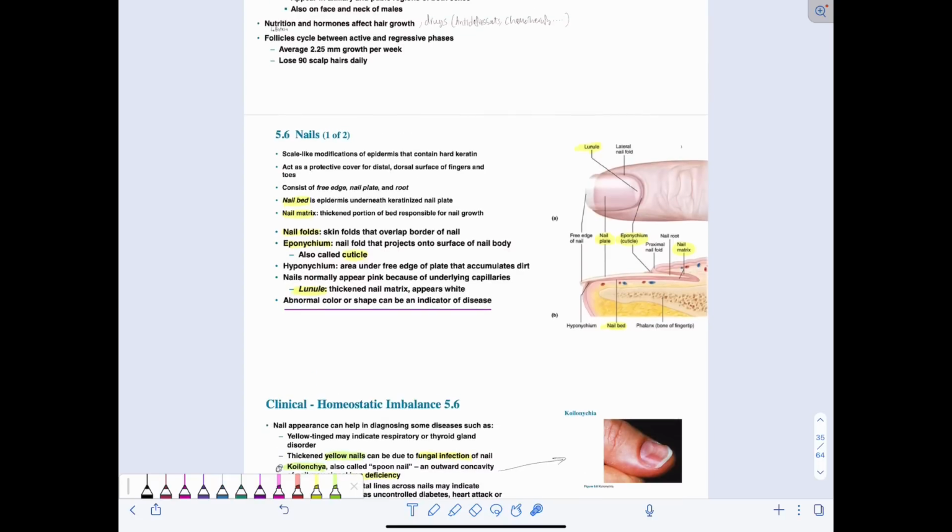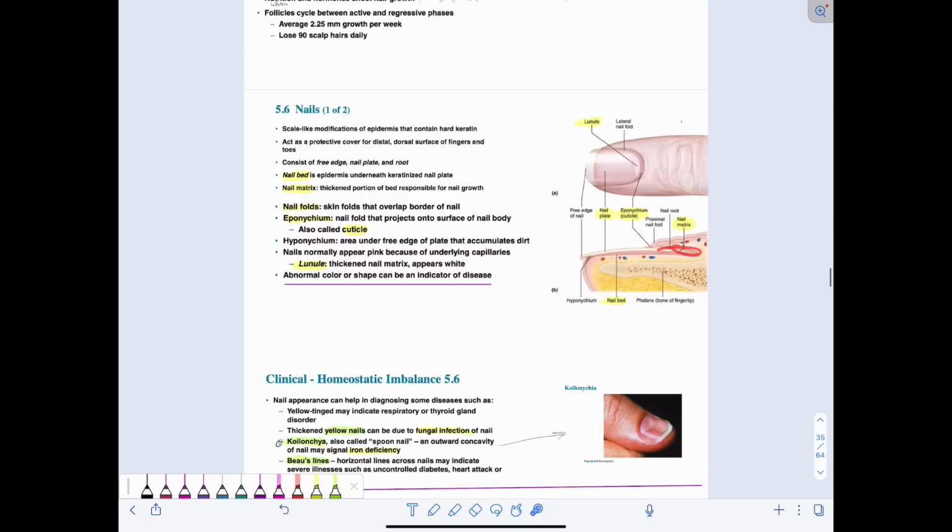Nails, understand them a little bit. You've got the nail bed. Where's the nail bed again? Here. There's the nail bed right here, and the nail bed is like this, the epidermis underneath the nail, right? So if you cut your nails too short, you could touch it and it's kind of sensitive. And the nail matrix is the region that's in charge of growing the nail.